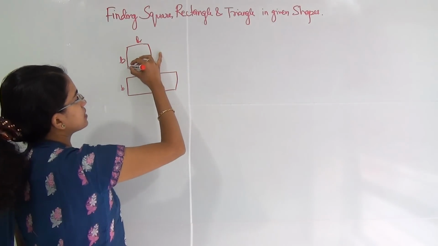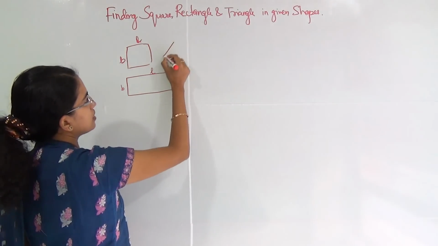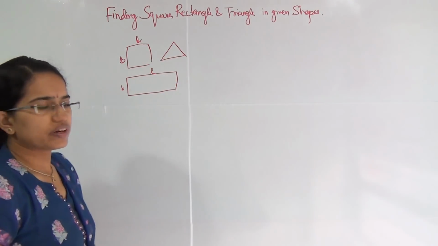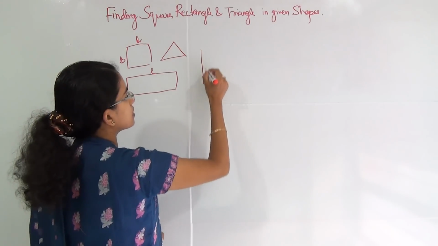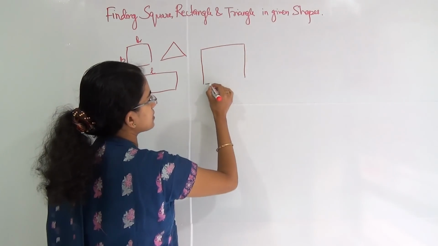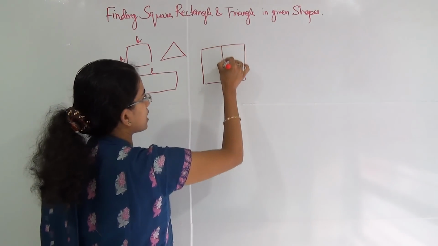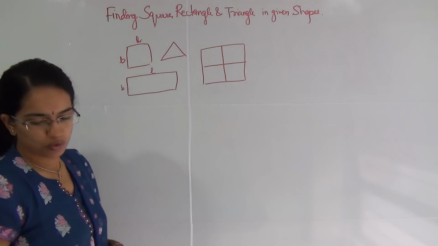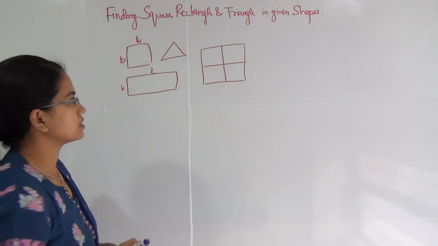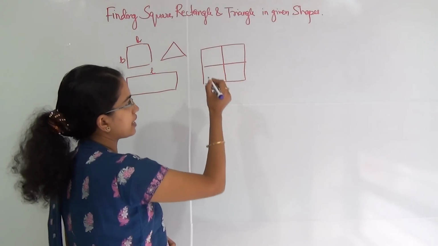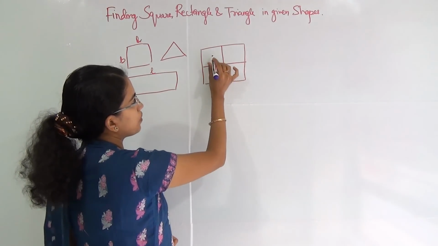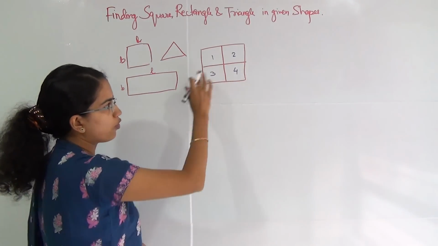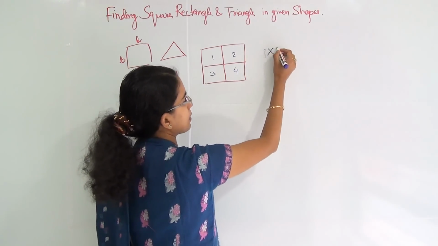And then if I cut this square, I get a triangle, okay? So here is a triangle. Now whenever we are trying to find the number of squares or rectangles in a given shape, we start with the minimum possible options and then we move forward to the further options. For example, in this diagram, we have 1, 2, 3, 4 squares of the size 1 by 1.